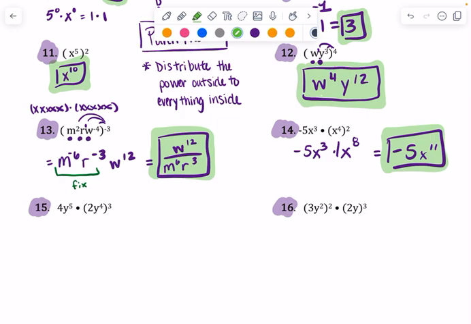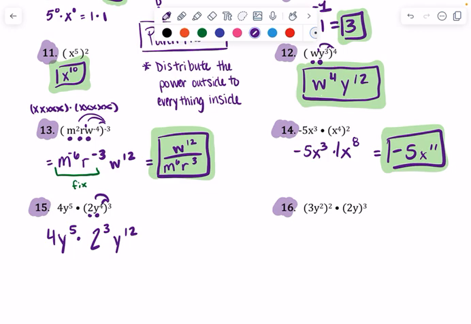So same thing with 15. This has to be first. Then you can multiply. So 4y to the 5th is just hanging out there for right now. And we are going to distribute the 3 in there to the 2 and the y. So this becomes 2 to the 3rd, y to the 4th raised to the 3rd power, going to get a total y to the 12th.